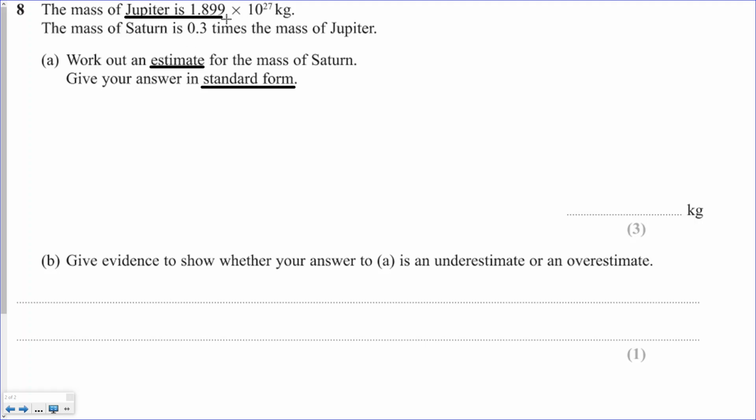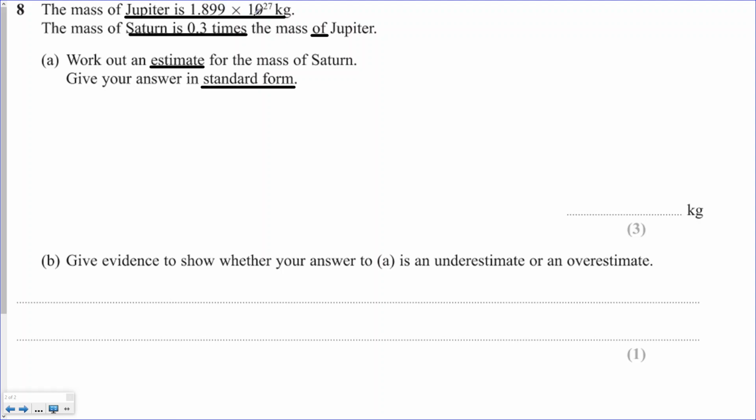Now Jupiter's mass is going to be very important. Saturn is 0.3 times the mass of Jupiter. Now this word of is very important in this question. Okay, let's have a go at this question. Work out an estimate. That means I'm allowed to round this number.